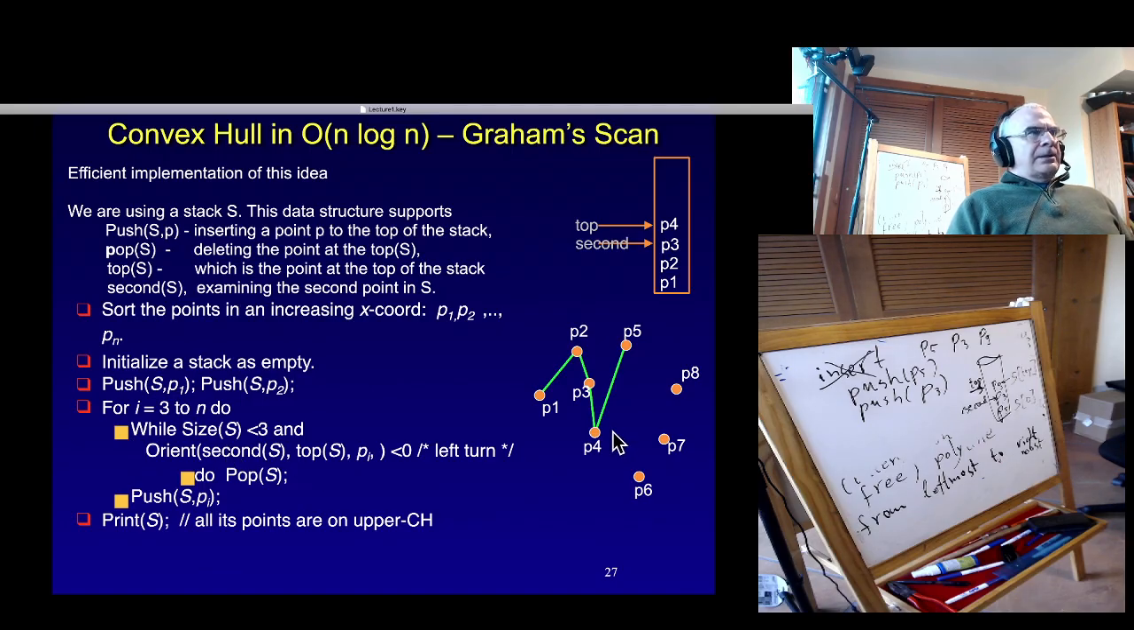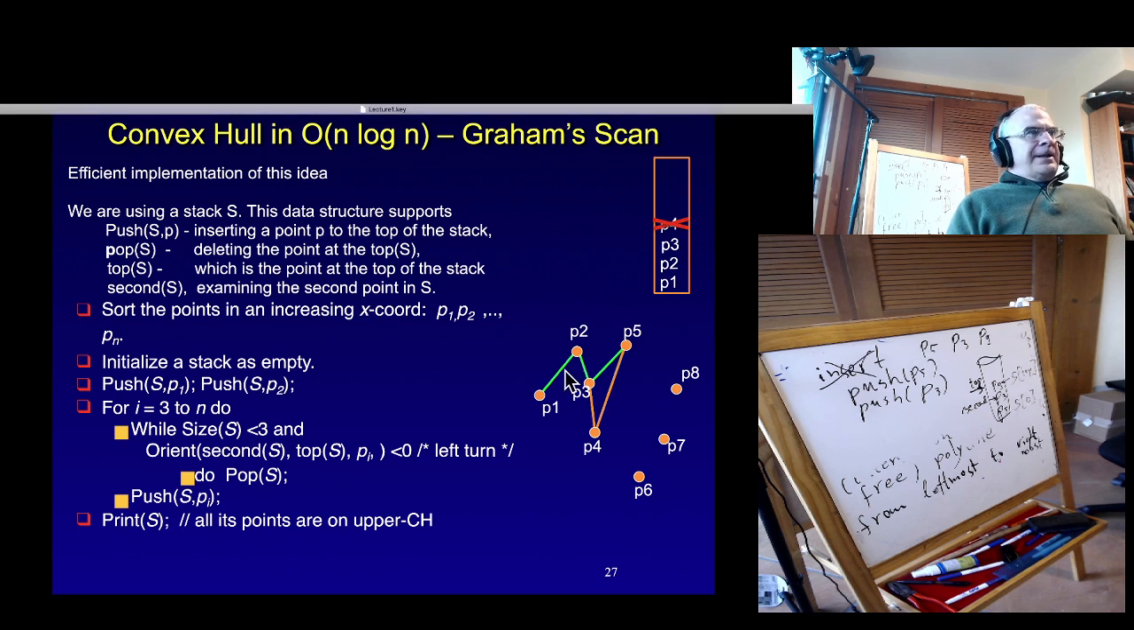Am I doing... okay, actually this condition is fine. From P3 to P4 to P5, remember P5 is not in the stack yet. P4 is in question. Did you turn left? Yes, you did. So perform pop. But we are still inside the loop.